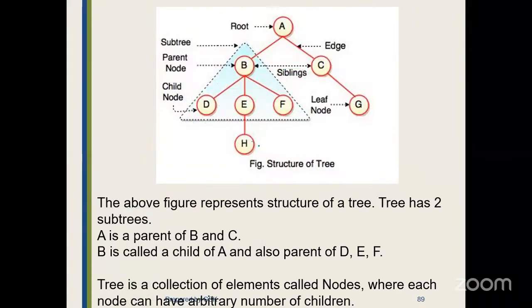In this, these are the leaf nodes. A node which doesn't have child nodes. These are also called external nodes. Any tree can contain any number of leaf nodes. These nodes don't contain any child nodes. D, H, F, G are called leaf nodes. E is not a leaf node because it has one child node, H.